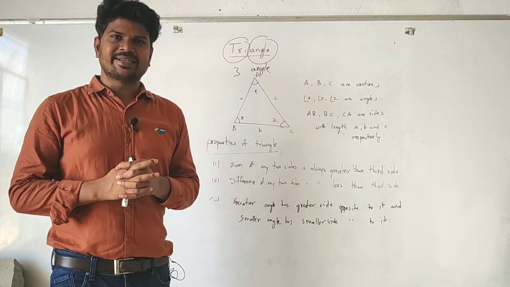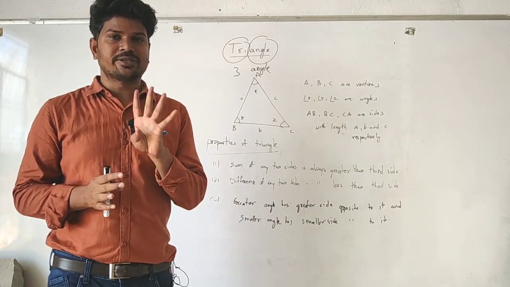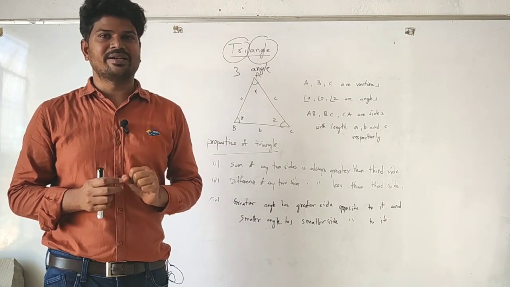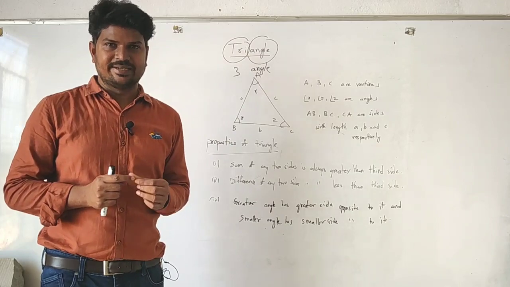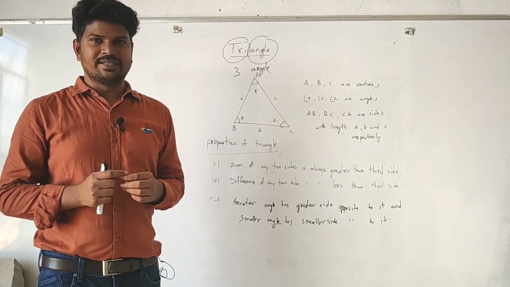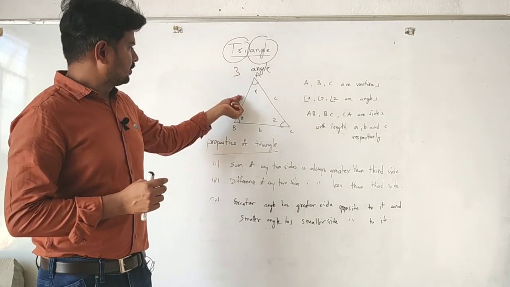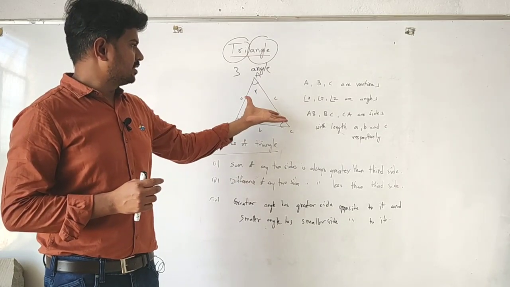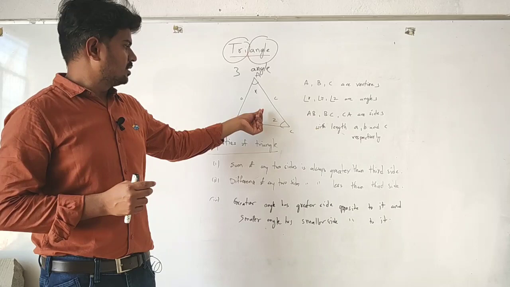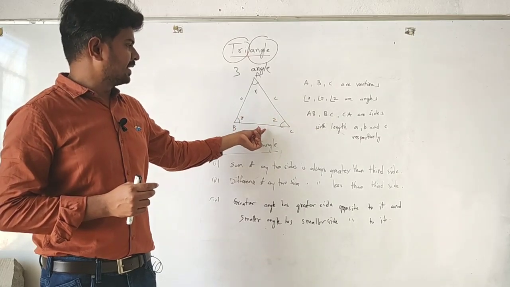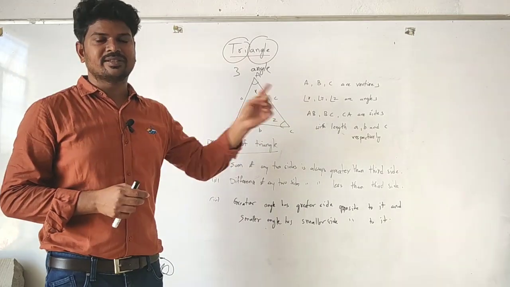Can any 3 sides make a triangle? No, absolutely not. We have a condition on the length of the sides. If we have 3 sides A, B, C, the condition must be that the sum of any two sides is always greater than the third side.